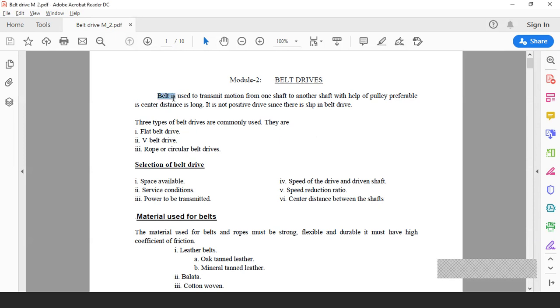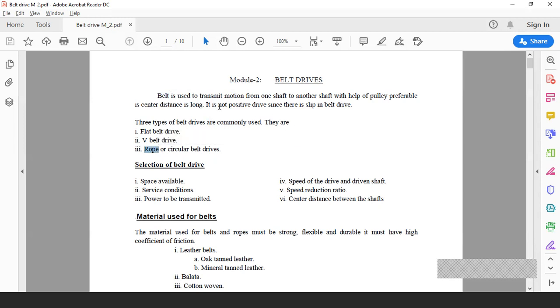A belt is used to transmit the motion from one shaft to another shaft with the help of pulleys, preferably when the center distance is too long, say up to 10 meters. Up to 10 meters, belt drives are preferred. Suppose the center distance between the driver and driven is more than 10 meters, in that case, instead of a belt drive, another flexible drive is preferred, which is a rope drive.